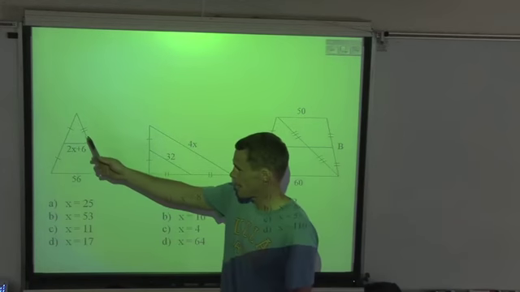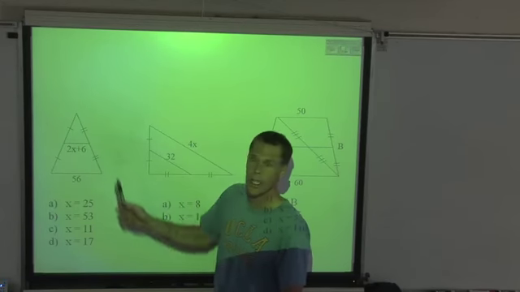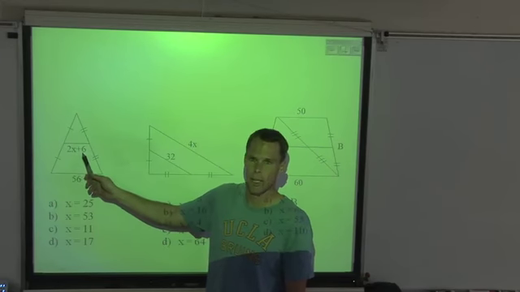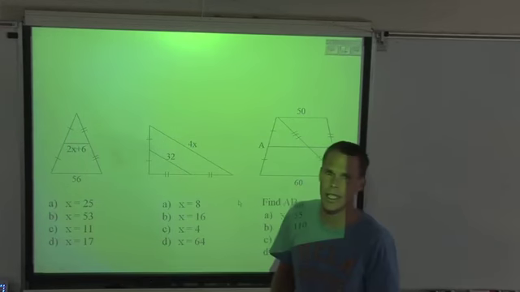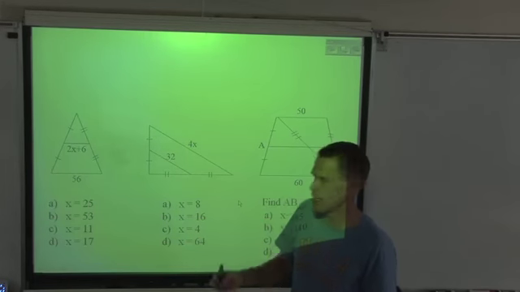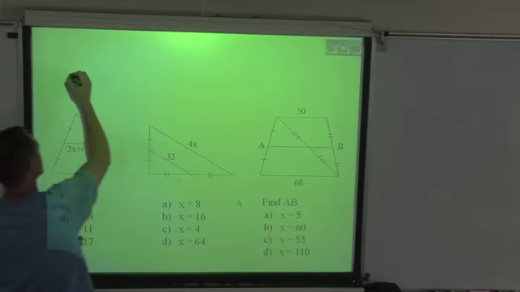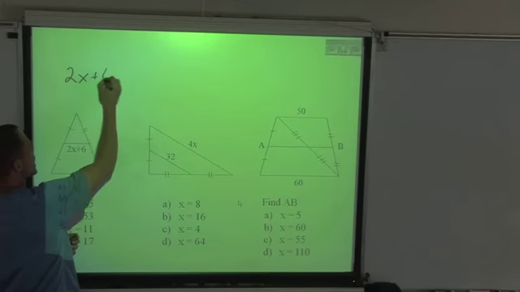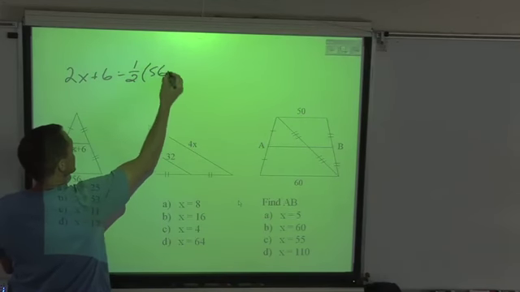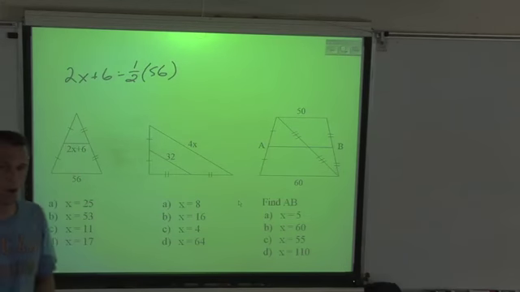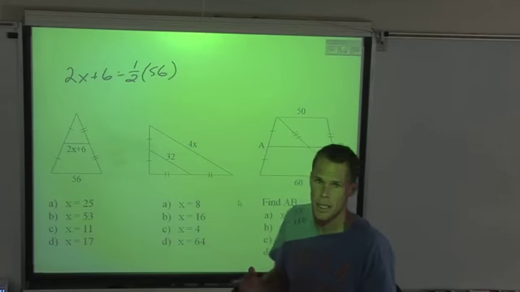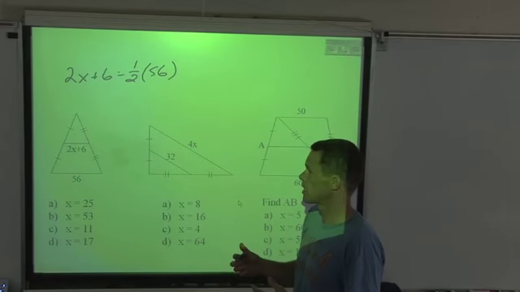So on the first problem, I see congruent, congruent, congruent, congruent. I see a midpoint and another midpoint, which means this is a midsegment. And a midsegment is always equal to half the third side. So I have two different equations I could use here. 2x plus 6 is equal to 1/2 of 56. Or I could multiply the midsegment by 2 and set it equal to 56.